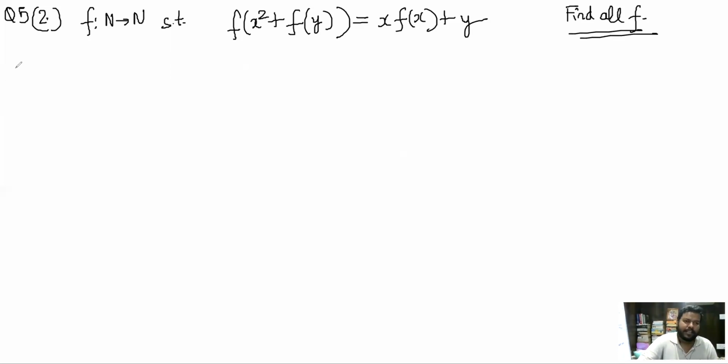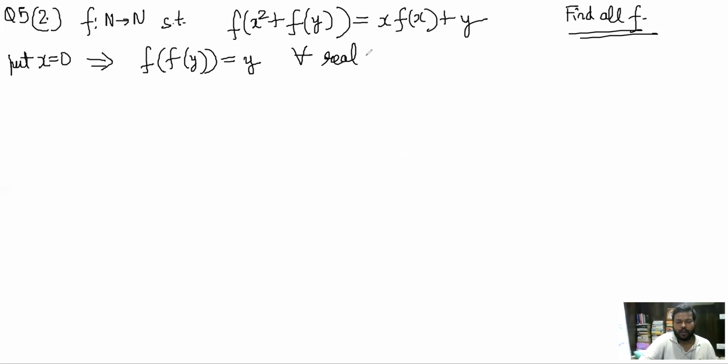So I will start by putting some values. Put x is equal to 0 in this, and we get f of y is equal to y for all real y. Not real y, for all natural number y. So that is a useful result that we have gotten.